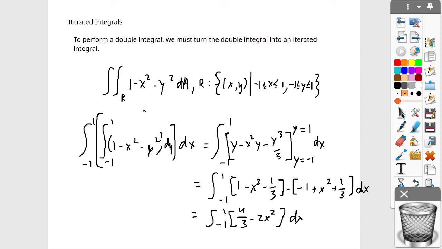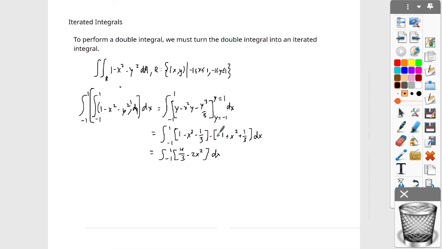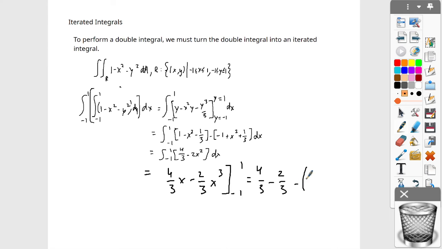So let me shrink the thing. Oh my gosh, that's messy. Okay, I'm going to shrink the thing, and let's do the single variable integrals. Now it's very easy. So this is equal to 4/3 x minus 2/3 x to the third power, evaluated from -1 to 1, which is 4/3 minus 2/3 minus, open, minus 4/3 plus 2/3, which is 4/3. That's your answer.